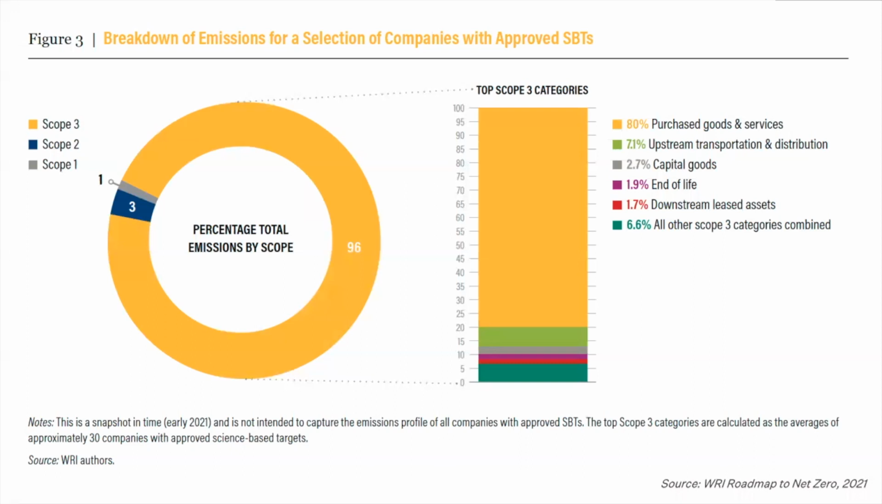So this is a good sort of summary, and this was from the Roadmap to Net Zero report that we often use as a reference point in the industry. It was created by World Resources Institute, WRI, and AII, Apparel Impact Institute. And it basically looked at about 30 companies who have approved science-based targets.